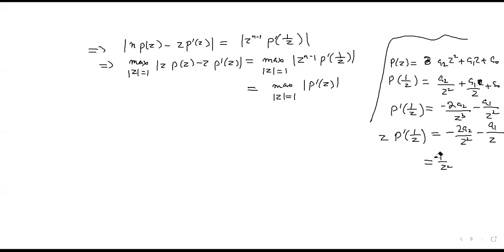तो इसको अगर हम ऐसे लिखें, minus 1 by z into twice a2 divided by z plus a1. So this is actually equal to minus 1 by z into p dash of 1 by z. So in modulus, कुछ तो मैं गलत कर रहा हूँ यहाँ पे.